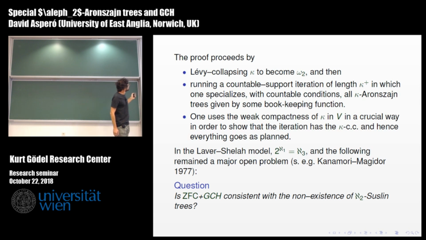In the Laver-Shelah model, the iteration is sigma-closed, so you don't add reals, so you preserve CH. But 2 to the Aleph-1 is blown up to become Aleph-3, and the following remains the major question. Is ZFC plus GCH consistent with the non-existence of Aleph-2 Suslin trees?